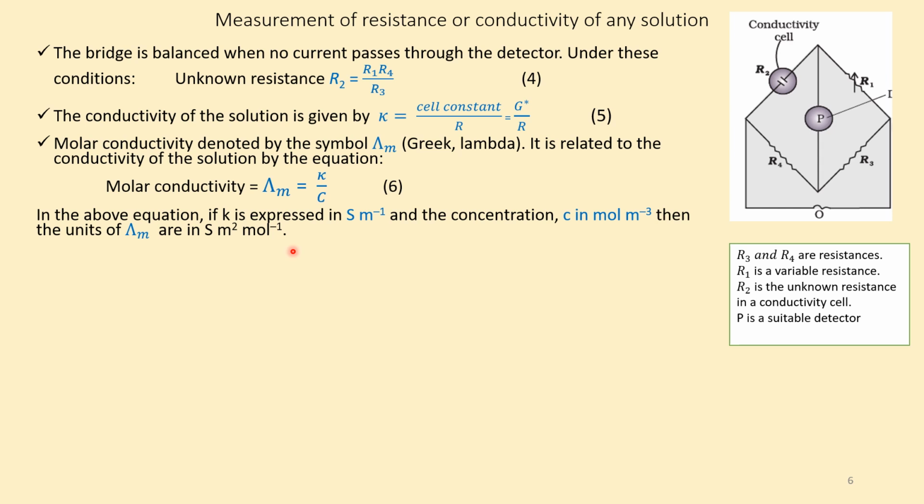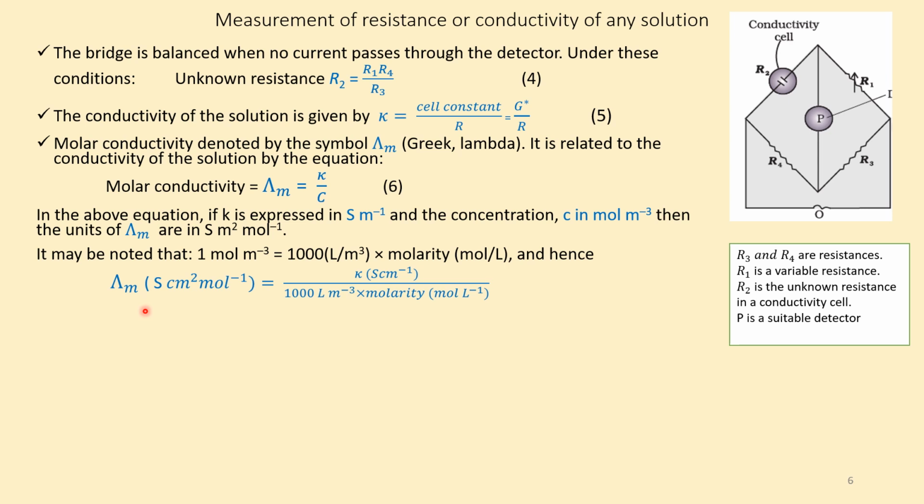It may be noted that 1 mole per meter cube equals 1000 liters per meter cube into molarity, that is, the number of moles per liter, and hence lambda m, that is molar conductivity expressed in Siemens centimeter square per mole, equals kappa expressed in Siemens per centimeter divided by 1000 liters per meter cube into molarity, that is moles per liter.